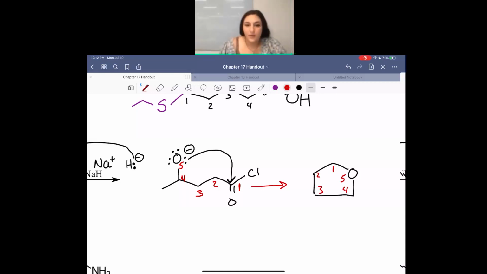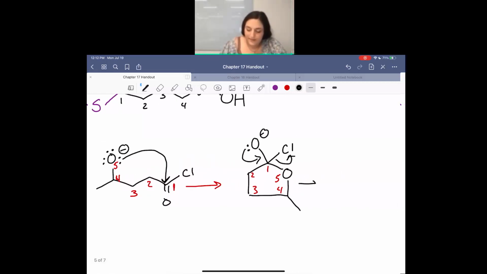On carbon 1, we have O minus, and we have Cl. And on carbon 4, we have a methyl. So all we're going to do is bring down those electrons, kick off the leaving group, and we get this handsome molecule.